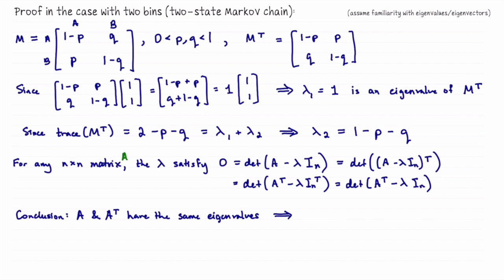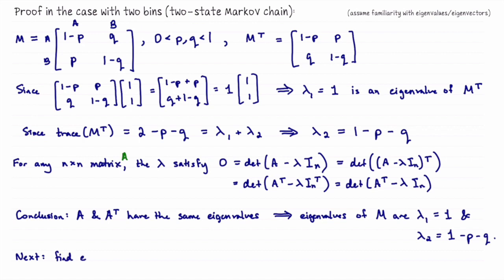Passing back to the matrix that we started with in the top left corner, now we know that the eigenvalues of M are also 1 and 1 minus p minus q. Now it is not true that A and A transpose, or M and M transpose, would have the same eigenvectors. So I'd now like to come up with the eigenvectors of M, but I'm going to have to do this manually. Let's go over to the next slide.